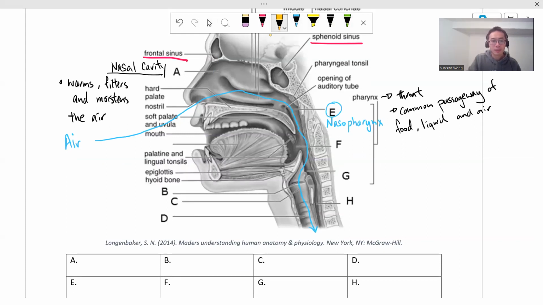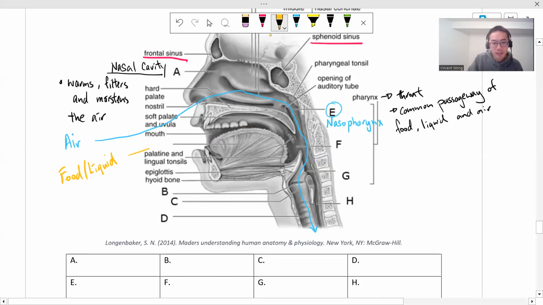Let's do the food. Food or liquid: you put it in your mouth, and then you swallow it. It's going to go through this opening here, F, and then it's going to go down here.